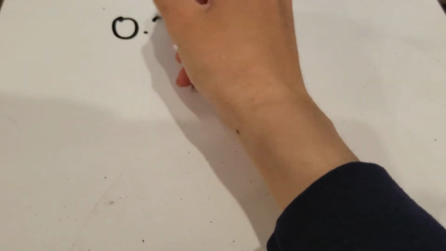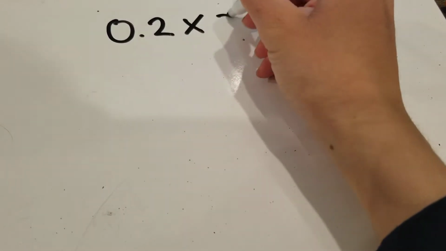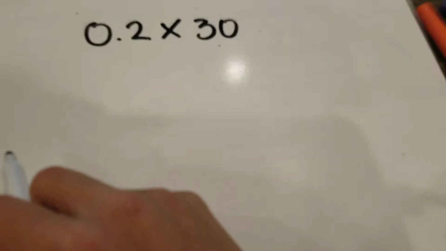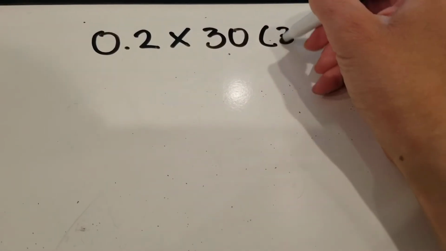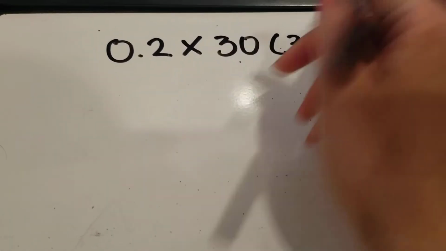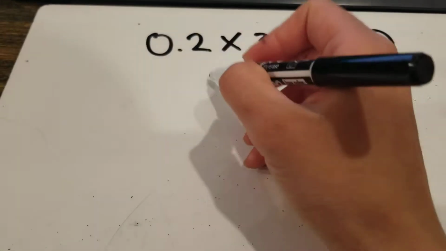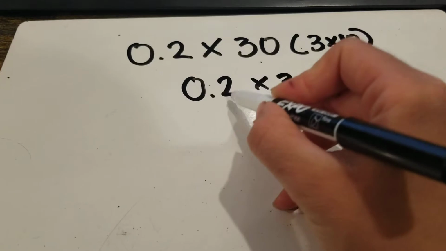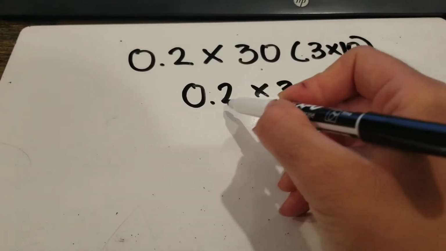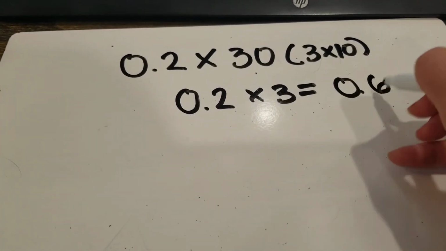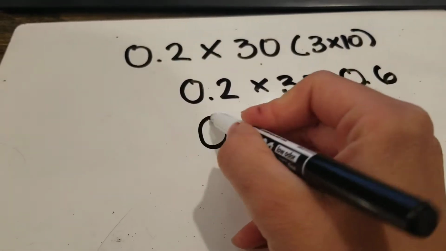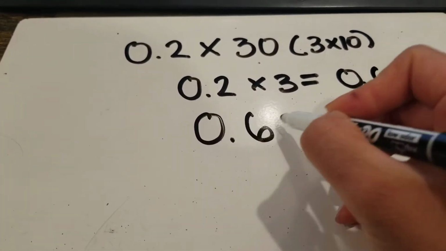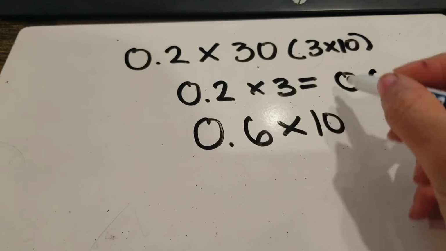So I'm going to solve the same problem for you myself. If I did 0.2 times 30, I know that 30 is made up of a 3 times 10, right? 3 times 10 makes a 30. So I'm just going to multiply it by 3 first. 2/10 3 times, or 0.2 times 3, is 0.6.